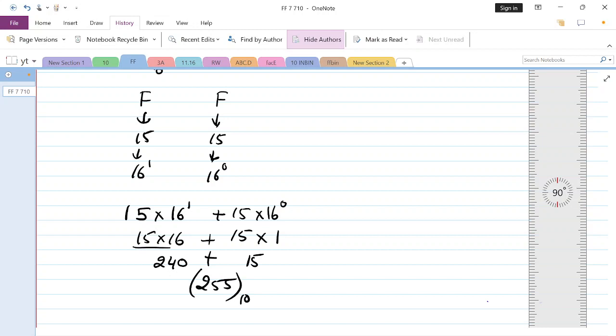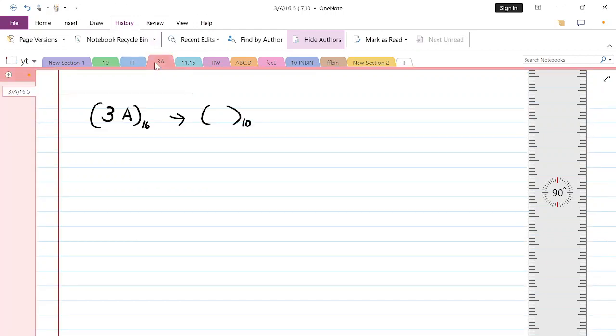For this longer calculation, you can use manual method or you can use your calculator also, depending upon what is available. 3a. Now this has got both the alphabets as well as the digits. So 3 and a. What is decimal equivalent of a? 10. What is decimal equivalent of 3? 3. What is the power of a? 16 to the power of 0. And what is the position of 3 digit? That is 16 to the power of 1.